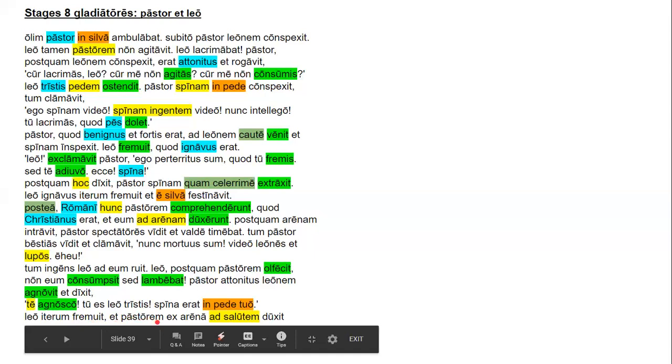And pastorem, accusative direct object, the shepherd, ex arena, so this is a prepositional phrase, ex plus ablative of separation, from the arena, ad salutem, prepositional phrase, ad plus accusative, so it's an accusative of motion towards salutem, safety. Duxit, perfect tense verb, he led. So let's put it all together. The lion roared again and led the shepherd from the arena towards safety, or to safety.